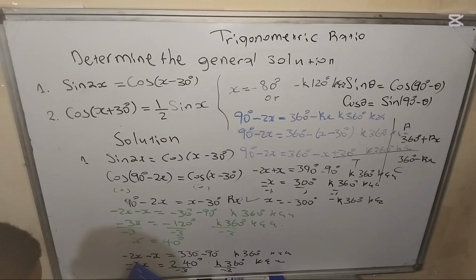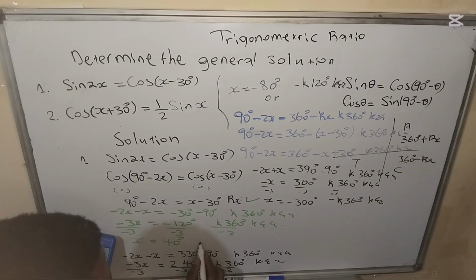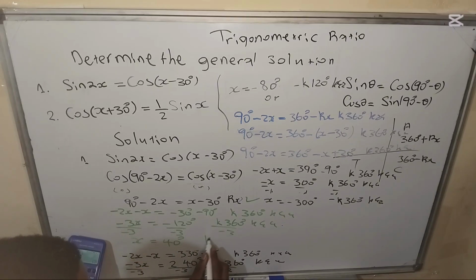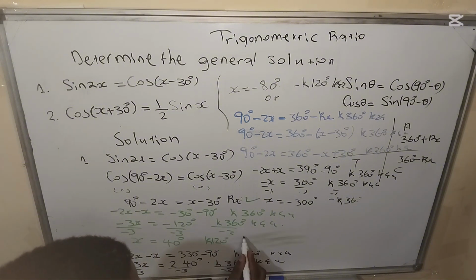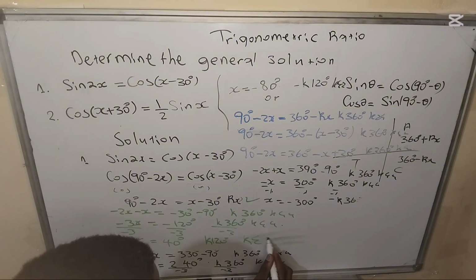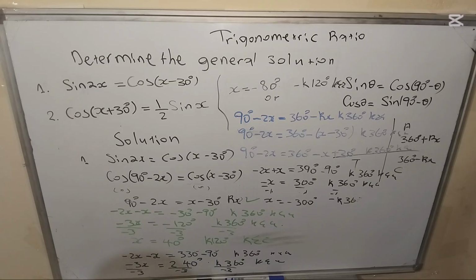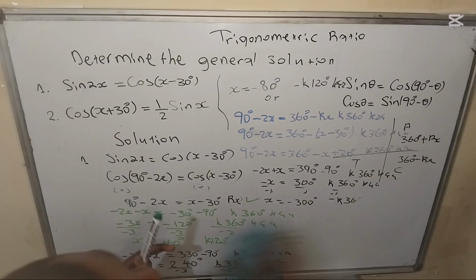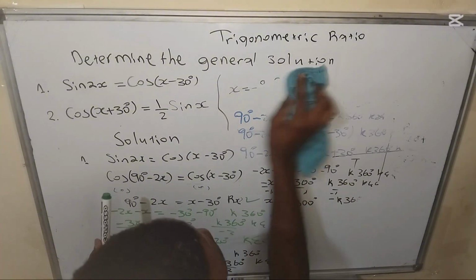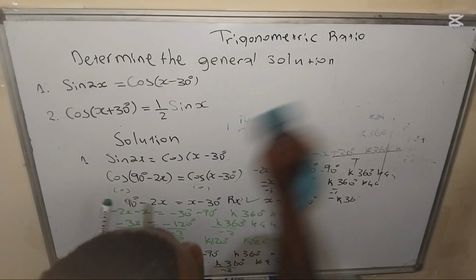360 degrees divided by -3 is equal to positive 120. Therefore, we have 120 degrees, k is an element of z. Now let's go for number 2. Let's find the general solution for number 2.